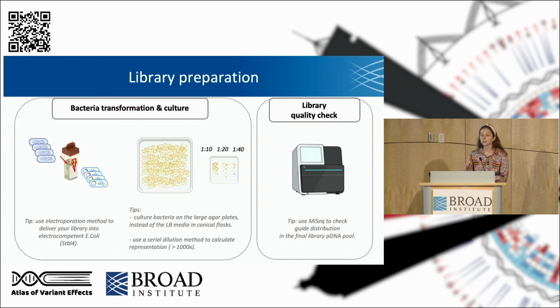It is important to take into consideration that library representation should be maintained at this stage, and for this we find it particularly useful to perform a serial dilution of the library and a colony count to make sure that the representation is well maintained. Afterwards, we advise to send the final plasmid library for sequencing to ensure a balanced distribution of the guides in the library.